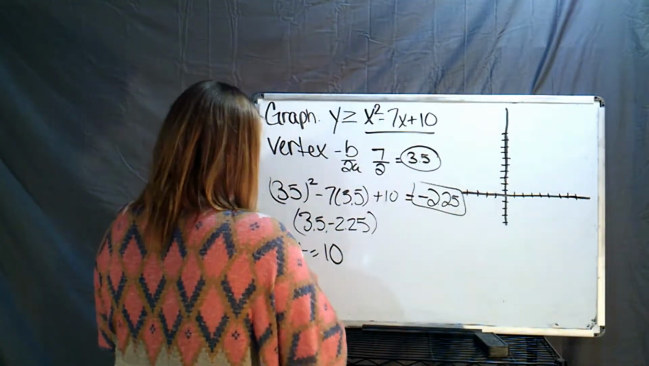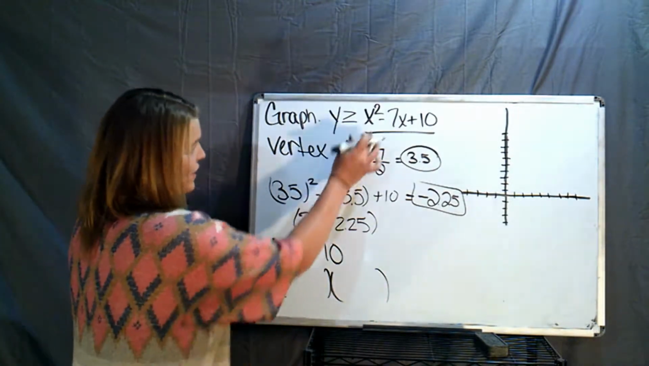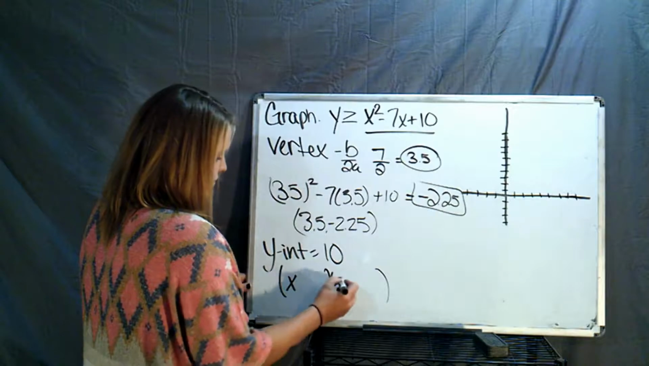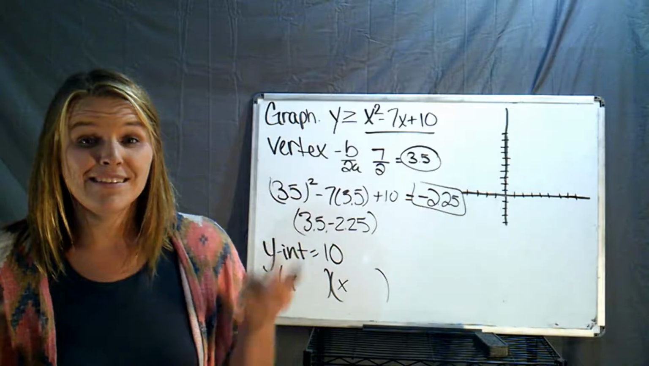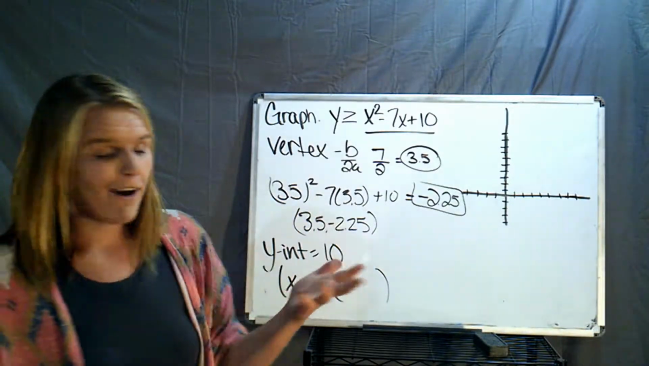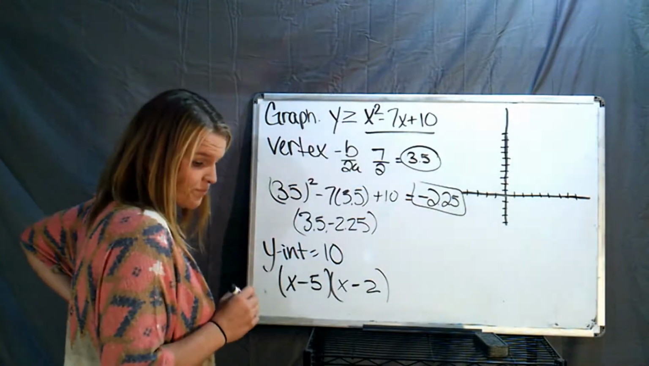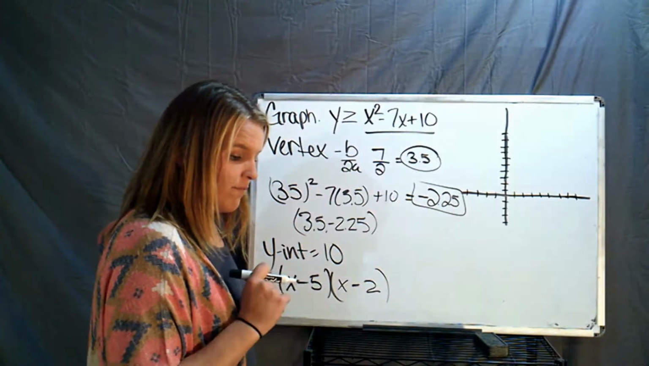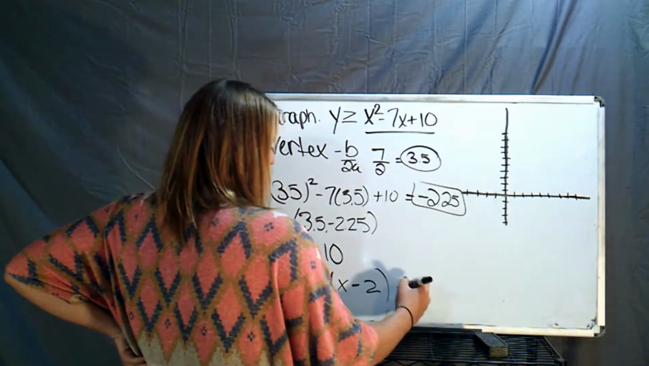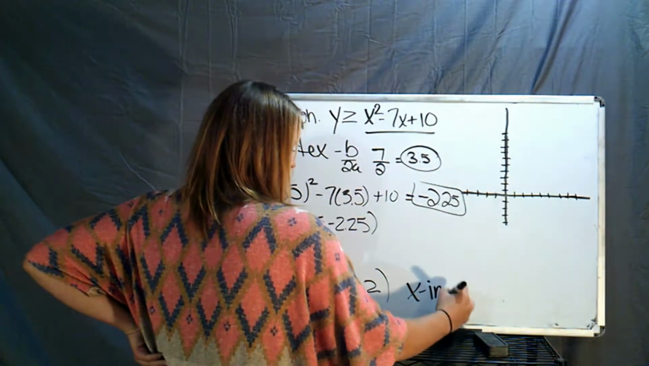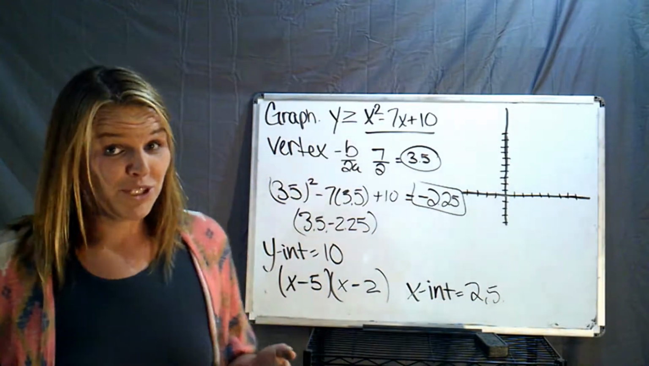And when I do that, I'm going to write my two sets of parentheses. And I know I'm going to have an x to start both of them. And then what two things multiply to get 10 and add up to get negative 7? Negative 5 and negative 2. So then if I solve both of these for 0, my x-intercepts are 2 and 5. Okay, that should be enough information to graph this thing.